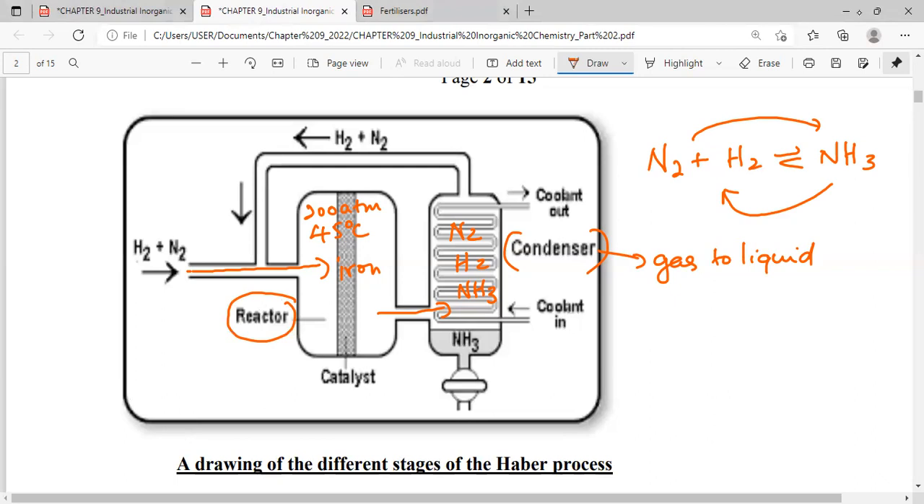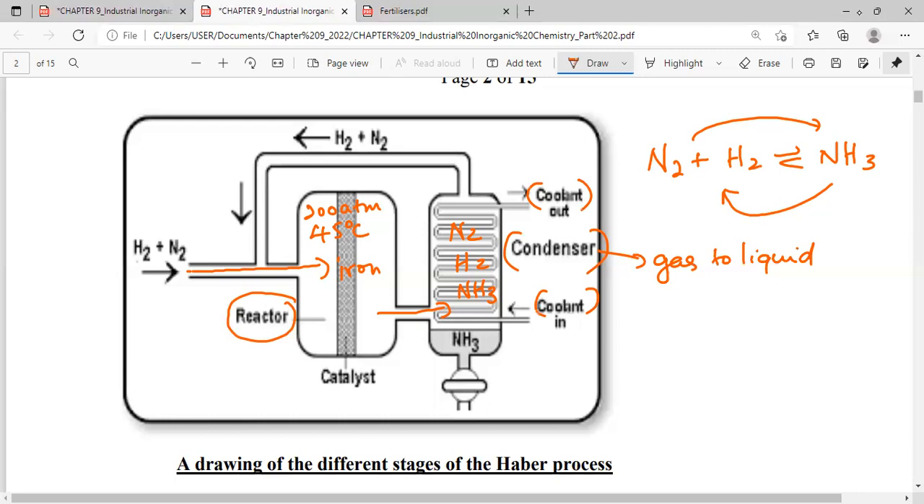So inside the condenser here, you can see coolant. Inside the condenser, the temperature is very low, so the gases will be cooled. But what happens is, when compared to nitrogen and hydrogen, ammonia will become a liquid first, because of the boiling point of ammonia.